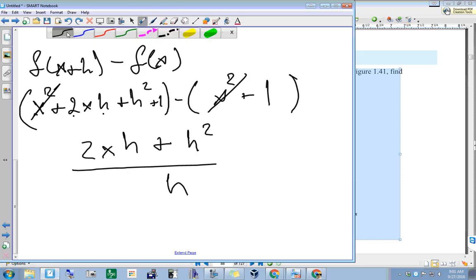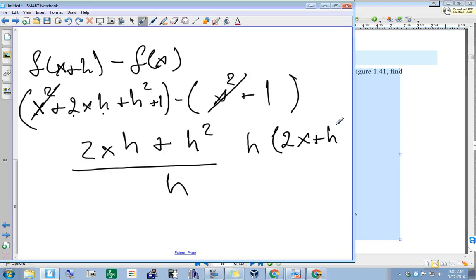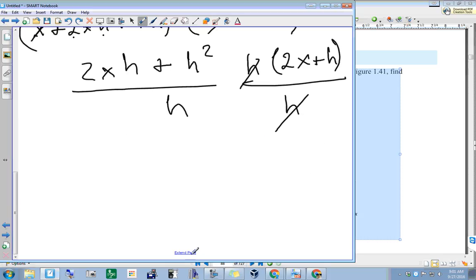So now, I can factor out an h. So I factor out an h, and I end up with 2x plus h all over h. Guess what happens? They cancel out, and we end up with 2x plus h as our rate of change.